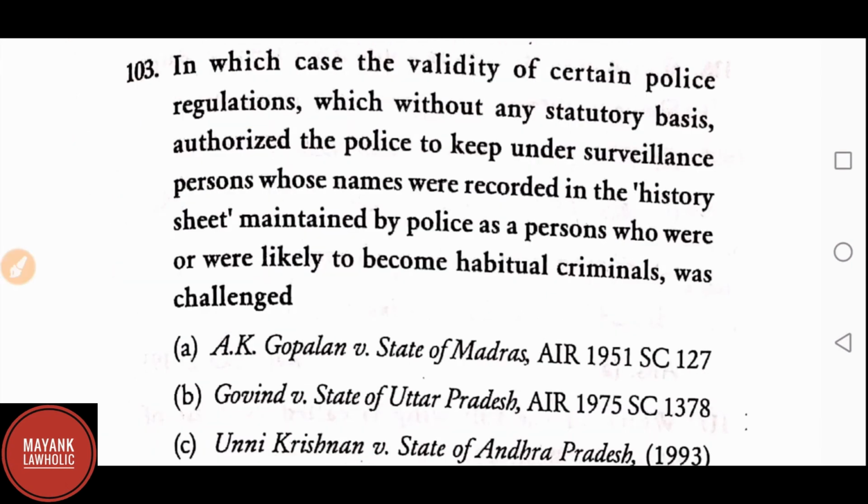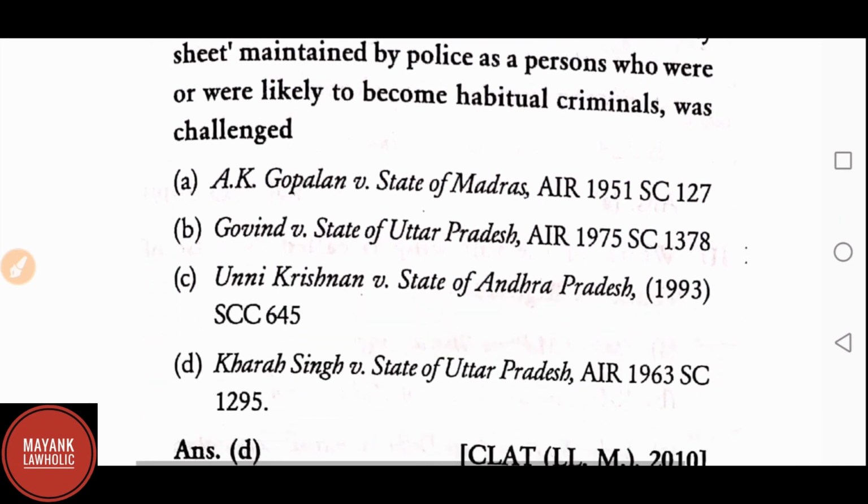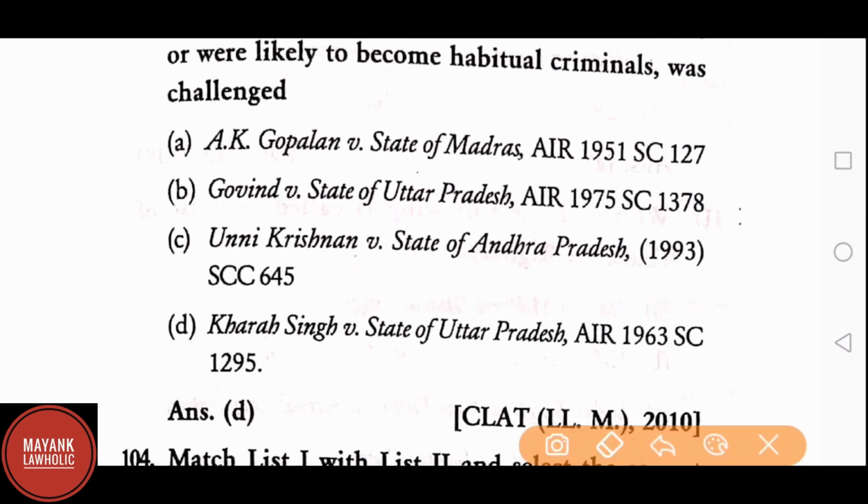Unnikrishnan case. In which case was the validity of certain police regulations, which without any statutory basis authorized the police to keep under surveillance persons whose names were recorded in the history sheet maintained by the police as persons who were or were likely to become habitual criminals, challenged? A. A.K. Gopalan versus State of Madras, B. Govind versus State of Uttar Pradesh, C. Unnikrishnan versus State of Andhra Pradesh, and D. Kharak Singh versus State of UP 1963. The answer is D. Kharak Singh versus State of Uttar Pradesh.